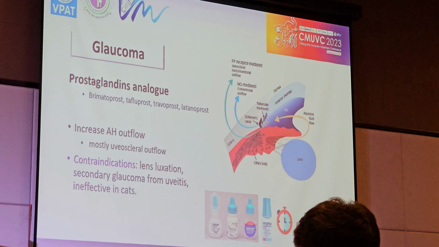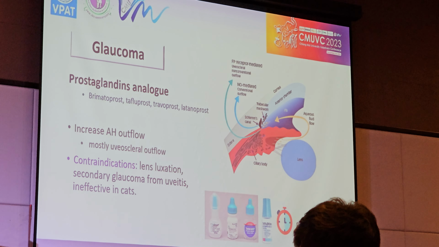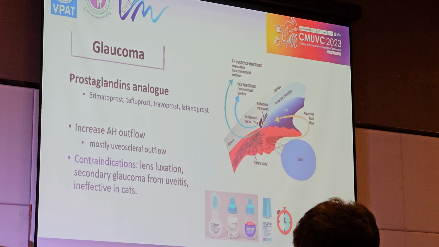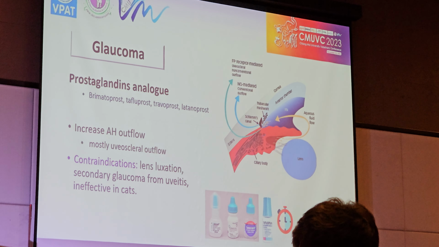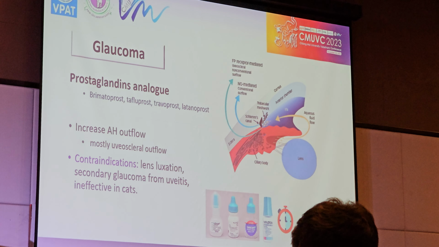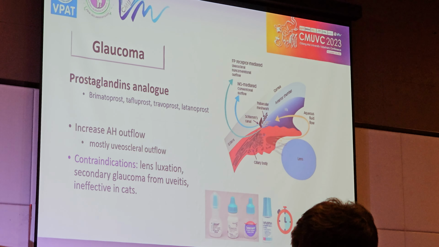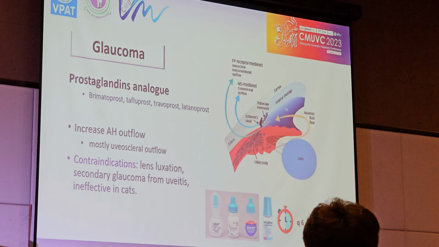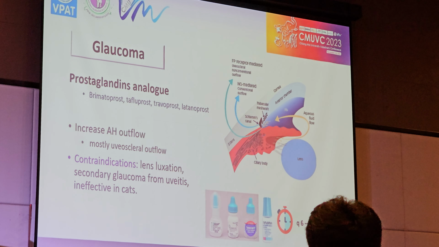And the last group of the topical drugs is the prostaglandin analogs, such as the bimatoprost, travoprost, latanoprost. They all increase the aqueous humor outflow, mostly in the uveoscleral pathway, by inducing miosis and opening of the iridocorneal angle. The contraindications of use are lens subluxation, secondary glaucoma from uveitis, and it is ineffective in cats. The frequency of the topical medication can also be 1 to 4 times daily for desirable control of the intraocular pressure.